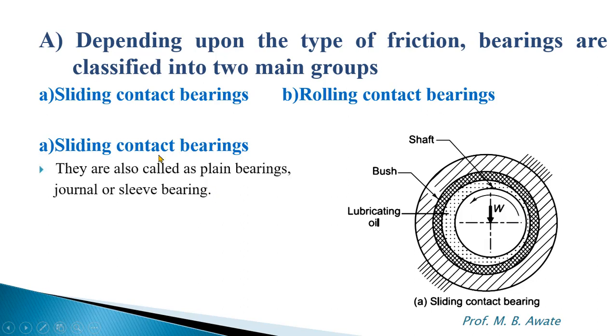So you can see here the sliding contact bearings are also known as plain bearings, journal bearings or sleeve bearings also. And here the type of contact between this particular shaft and this bearing is of sliding type. Okay, that's why it is called a sliding contact bearing. Means what happens exactly, I will just show you.